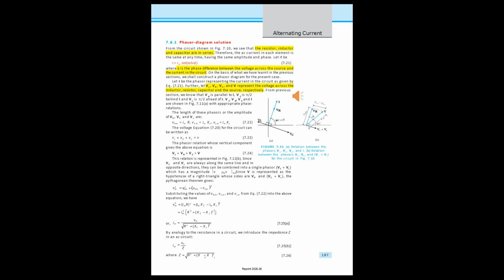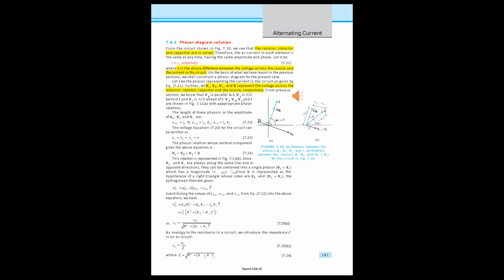On the basis of what we have learned in the previous sections, we shall construct a phasor diagram for the present case. Let I be the phasor representing the current in the circuit as given by equation 7.21. Further, let VL, VR, VC and V represent the voltage across the inductor, resistor, capacitor and the source respectively. From the previous section, we know that VR is parallel to I, VC is pi by 2 behind I, and VL is pi by 2 ahead of I. So VL, VR, VC and I are shown in figure 7.11a with appropriate phase relations.